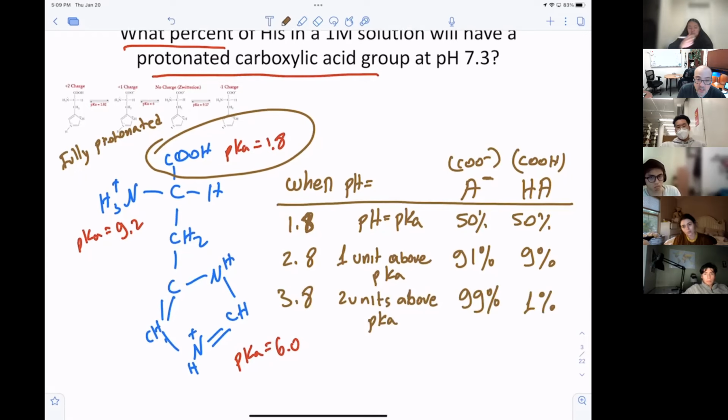Now you can do the Henderson-Hasselbalch here if you don't trust me. But if you trust me, just memorize this. One unit above, two units above. What if it's a half unit? What if it's something else? Then you need to do the Henderson-Hasselbalch. But if it's one unit, two units, it's good enough.